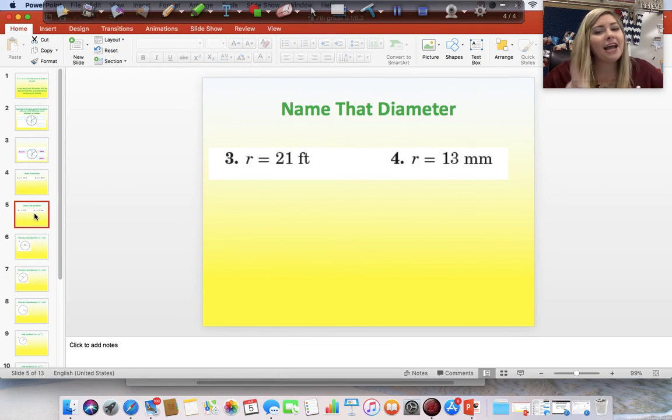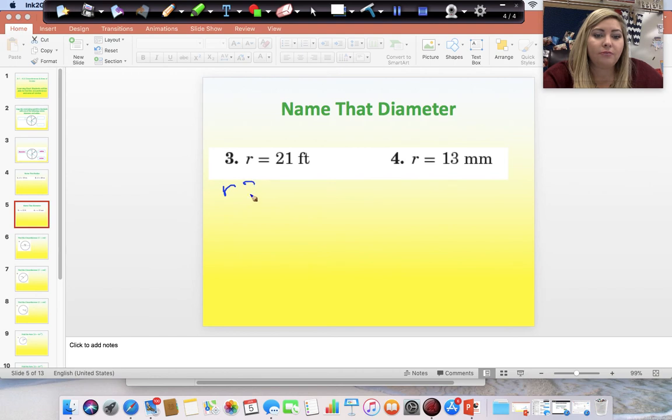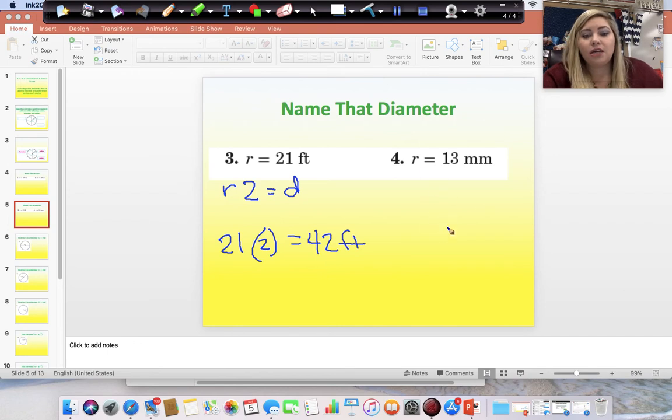Okay, name that diameter. So we've got our radius, which is 21 feet. Remember, radius is only halfway. To get the whole diameter, you need to multiply the radius by 2. So radius times 2 equals the diameter. So 21 times 2 gives us our diameter, which is 42 feet. Okay, our radius is 13, so 13 times 2 gives us our diameter, which is 26 millimeters.